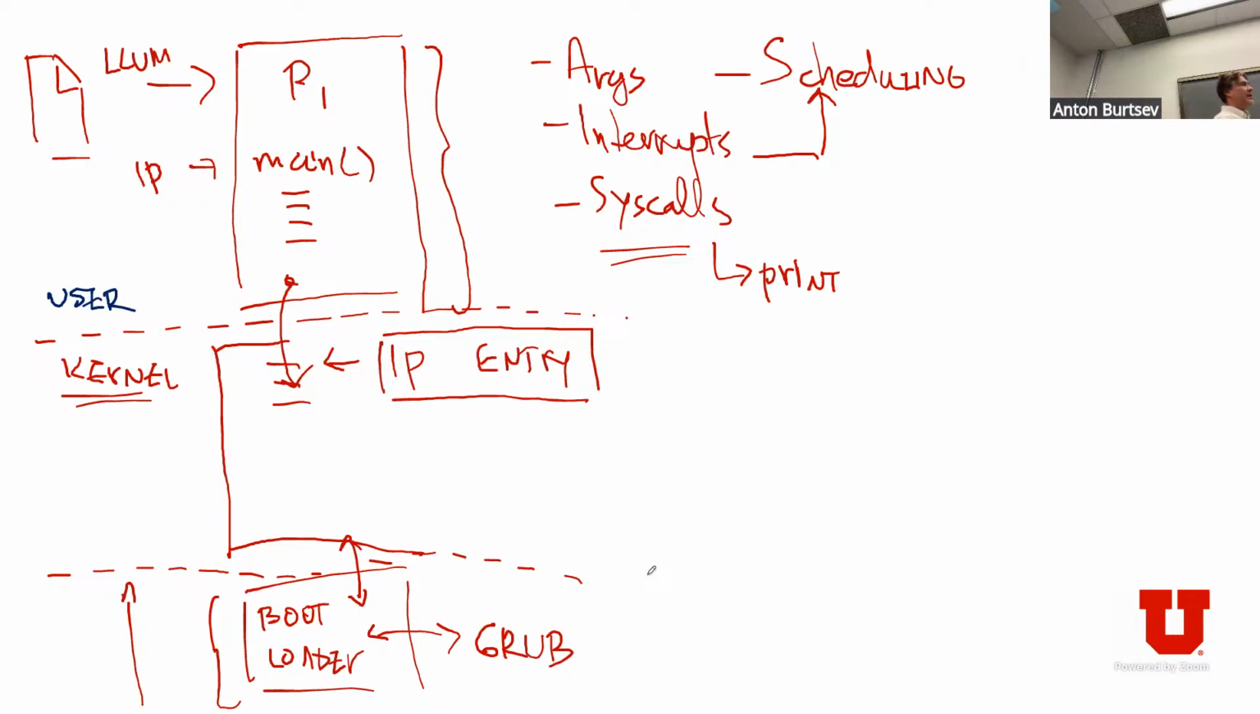Okay, so back, but we derailed a little bit. Let's get back on the list. So what else? What do we need to build to get to main inside user?